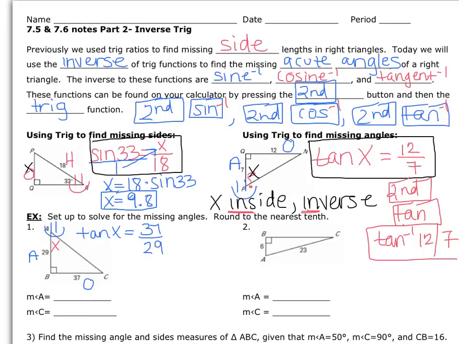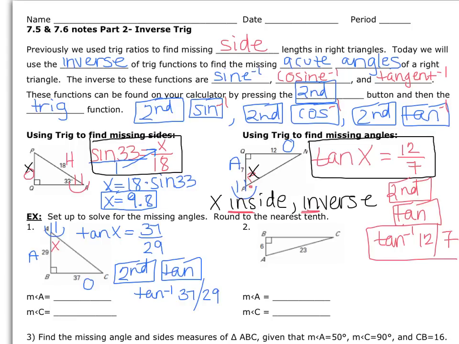Okay, so I'm going to go ahead and set that up, and then we will do it in class. We'll finish this. In your calculator, you're going to hit second tan. This is going to pop up, and then you're going to divide out your fraction, and we'll do that when we get into class. We'll finish that up and find the measure of angle A.